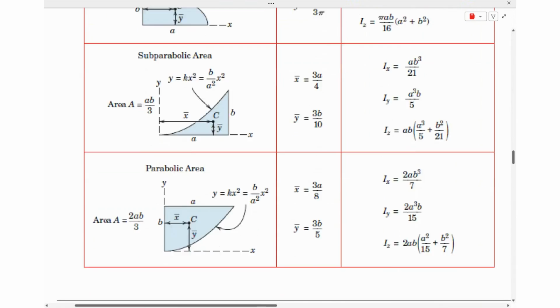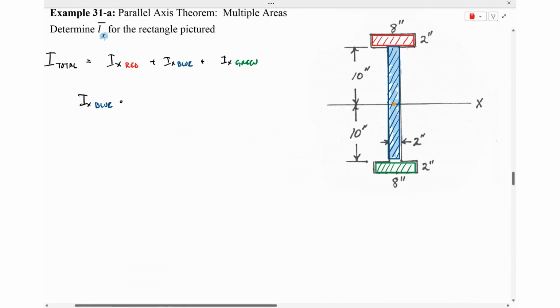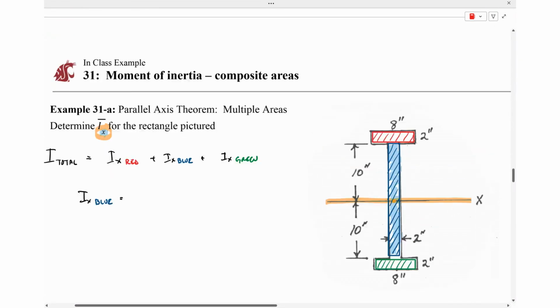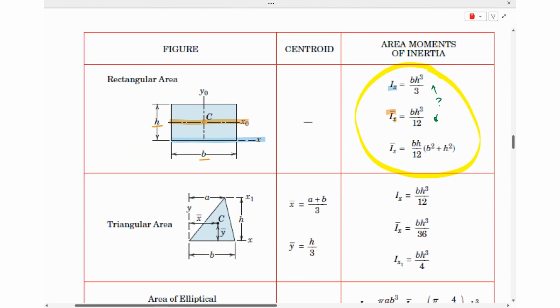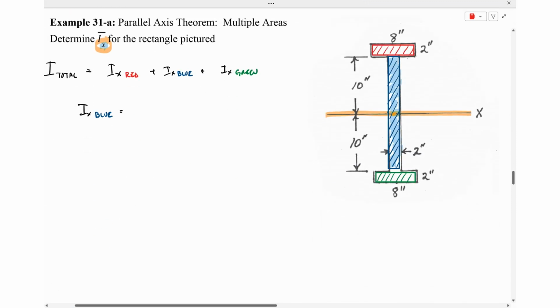And if we look back at our piece here, this matches what we're trying to do. This is the x-axis that we're trying to find, and that's representative of the orange one there. So we're going to use this formula, bh cubed over 12. So I'm going to pull that down here in that formula, bh cubed over 12. The thing to note here is that if it's directly from something in the table, we can basically use it directly.